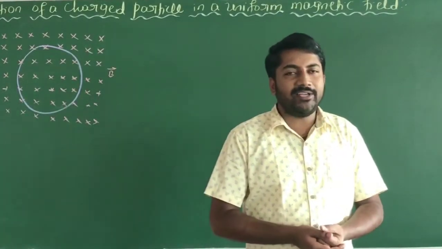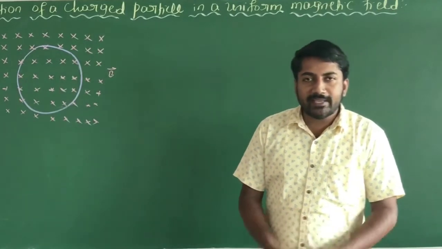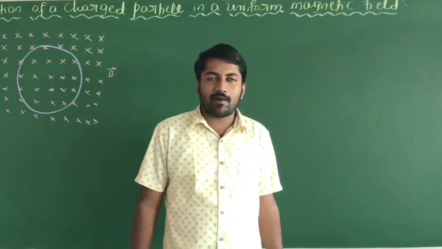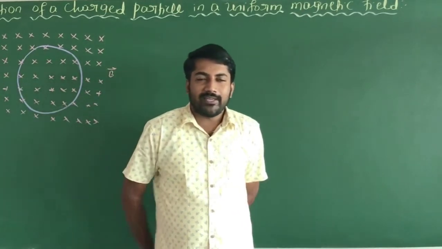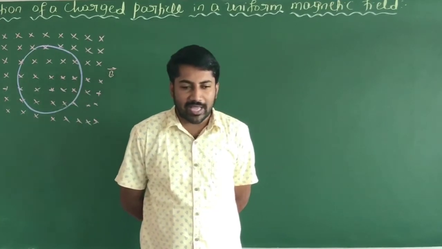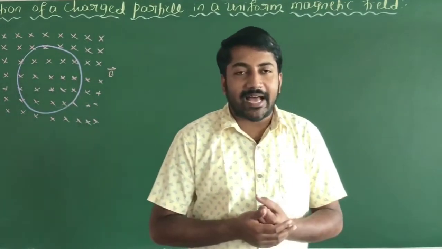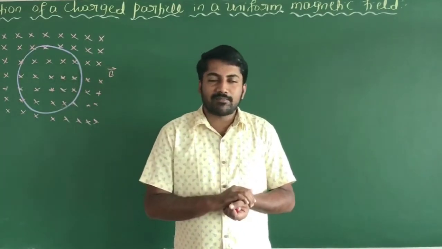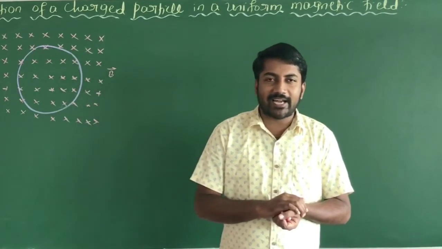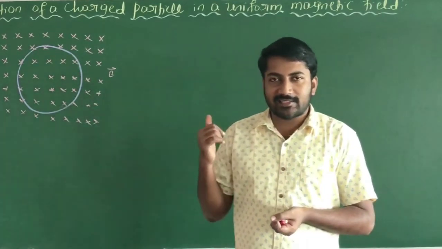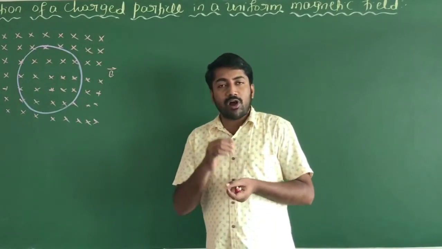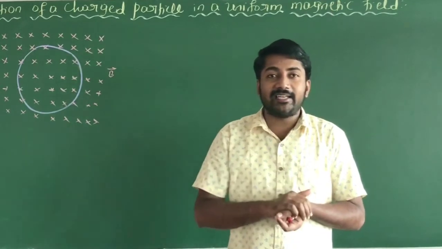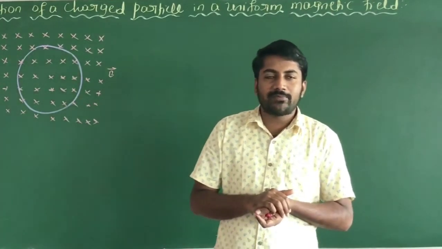In this class, I am going to discuss the motion of a charged particle in a uniform magnetic field. In the last class, I discussed what a magnetic field is, the Lorentz force, and the magnetic force on a current carrying conductor. When charge flows through a conductor, a magnetic field is produced around it. In this class, I am going to discuss the motion of that charged particle in the region of uniform magnetic field.